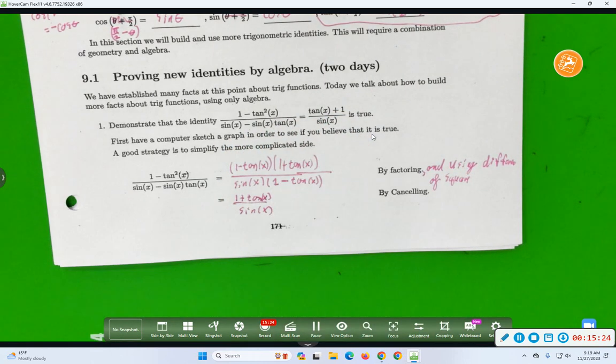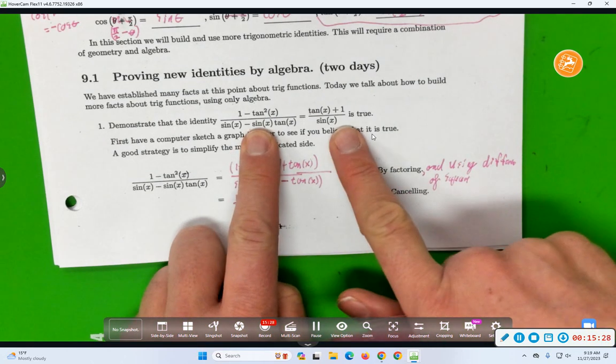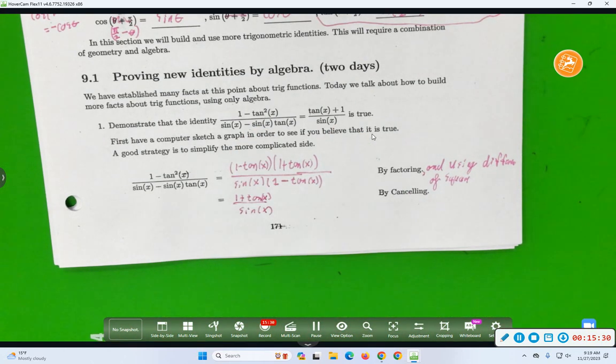Is that exactly what I wanted to get? Yeah. I wanted to show that this thing simplifies to that. What's one way to show that? Simplify it till you get there. Cool.